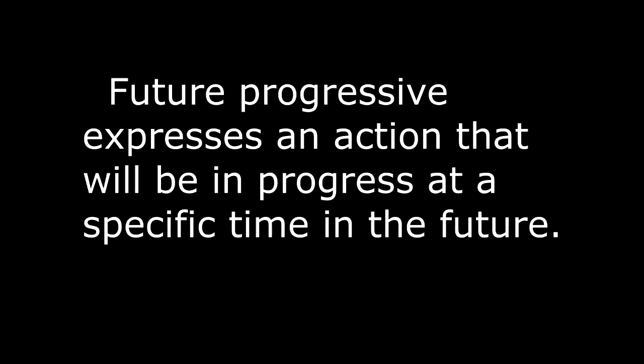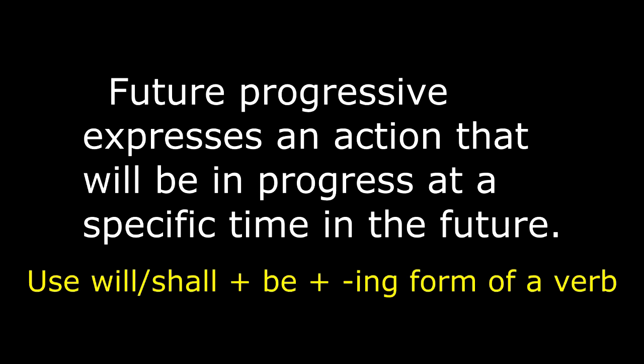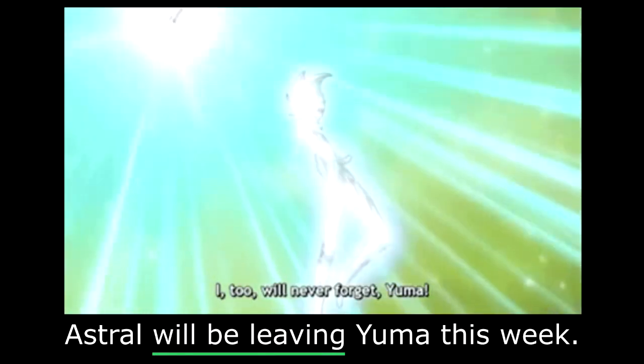And then finally, the future progressive expresses an action that will be in progress at a specific time in the future. It is formed by using will or shall plus be plus the ing form of a verb. Example: Astro will be leaving Yuma this week. This sentence tells us that the verb leaving will progress this week.